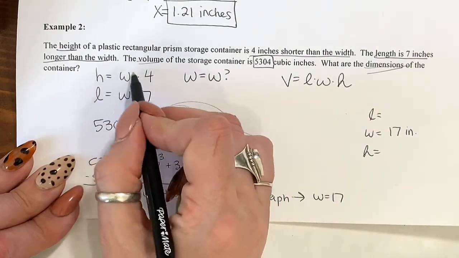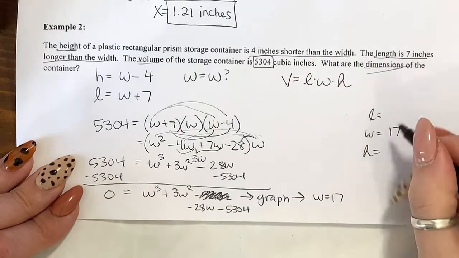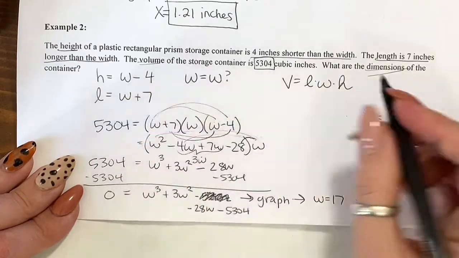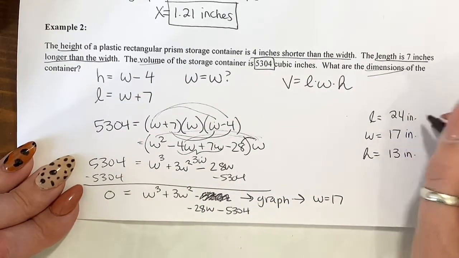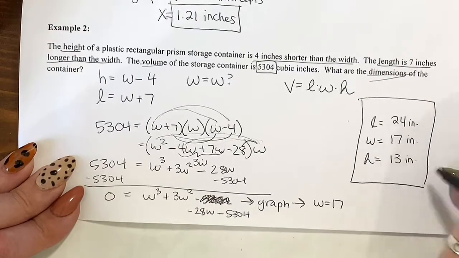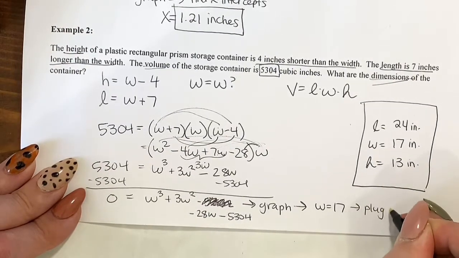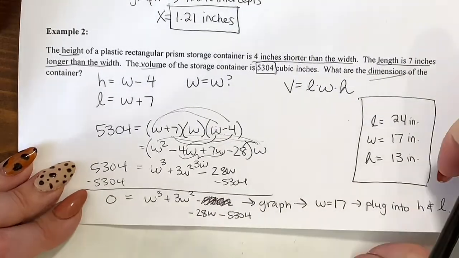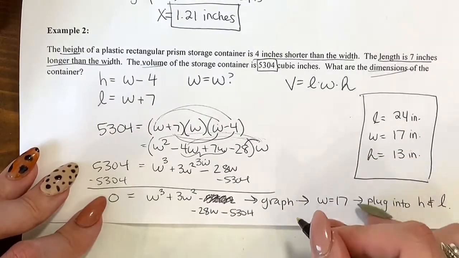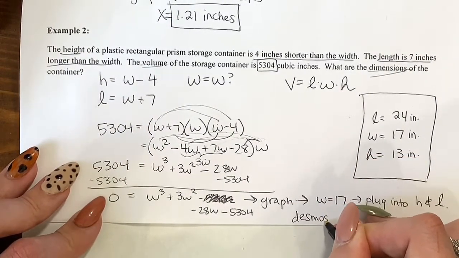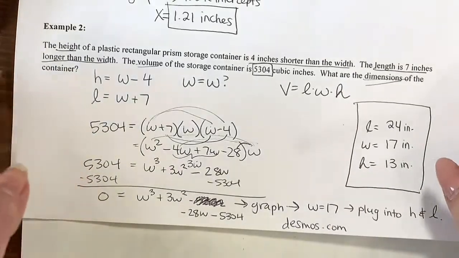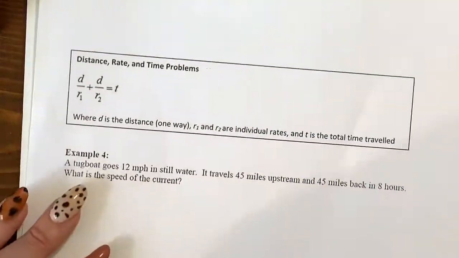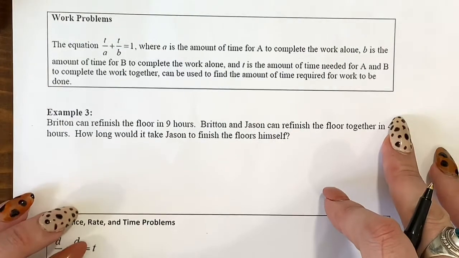So our height is going to be 17 minus 4, which is 13 inches. And our length is going to be 17 plus 7, which is 24 inches. And that would be your final answer. So just make sure to plug those in to your H and L to get all of the answers. So again, if you don't have a graphing calculator, you can always go to desmos.com or the app. I almost think it's easier because you don't have to mess around with the window like I was to get the right dimensions.